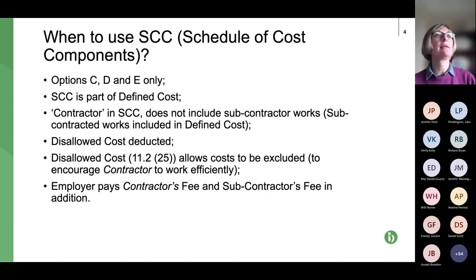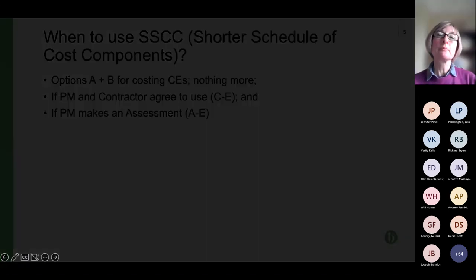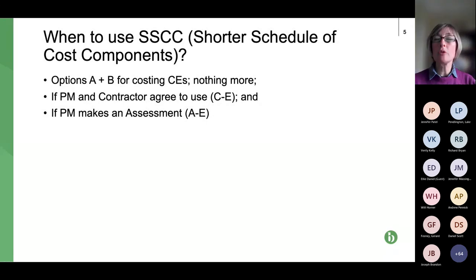So if we can have the next slide, please. So this is moving on to the shorter schedule of cost components. So we know it's shorter. So where is this used? Well, it's predominantly used for options A and B. So they're the fixed, the lump sum contracts.